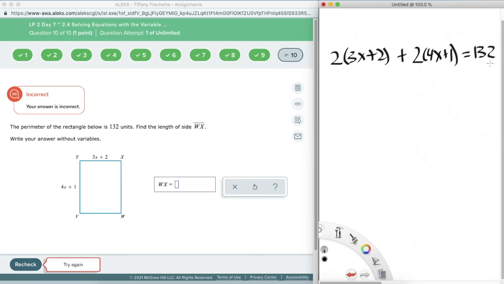All right, so now we're going to start simplifying here. So we have 2 times 3x, we get 6x. 2 times 2, we get 4. Don't know why I didn't draw that one. Plus, we're going to go 2 times 4, we get 8x. 2 times 1, we get 2. Equals 132. And if you notice, they're both being multiplied by 2.